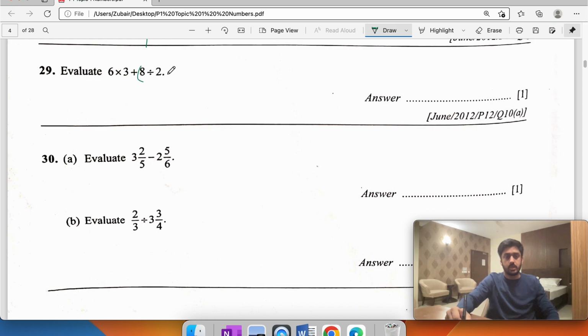The maths rule again. 6 3 times is 18. 8 divided by 2 is 4. 22.